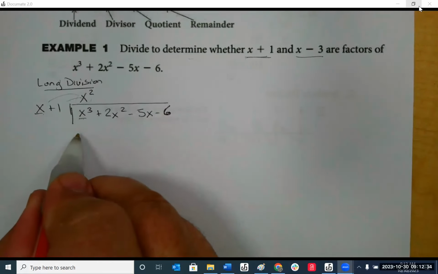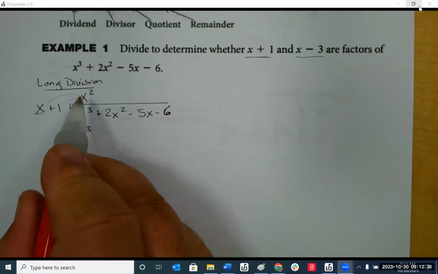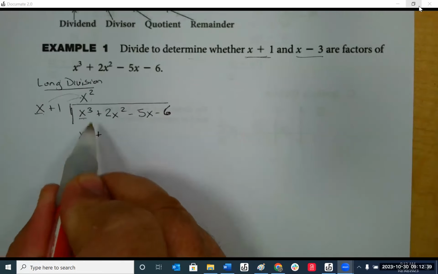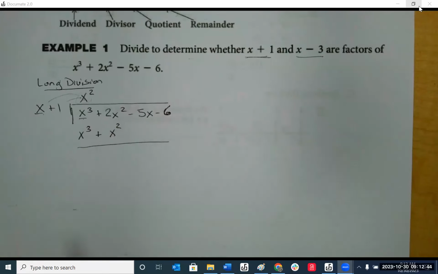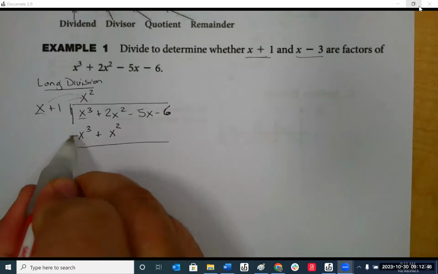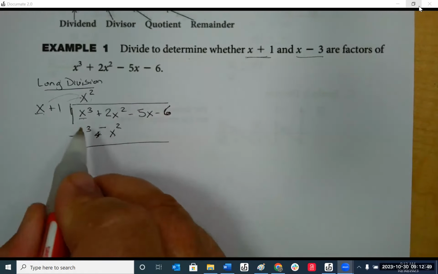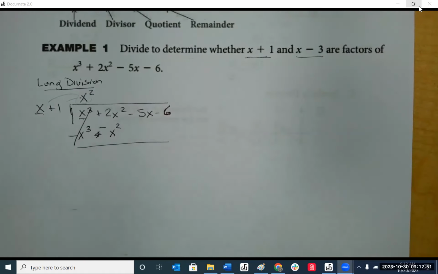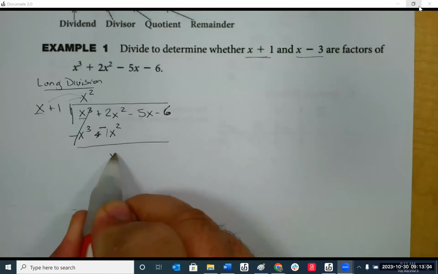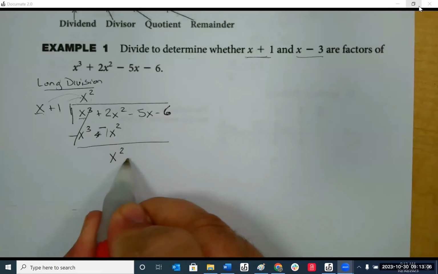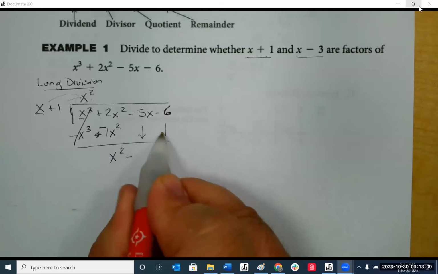So x squared times x gives me x cubed. Positive times positive is positive. X squared times 1 is x squared. Change the signs and add. The first term always has to cancel. If it doesn't, you did something wrong. That's a checks and balance. So 2x squared minus 1x squared is 1x squared. And bring everything else down.